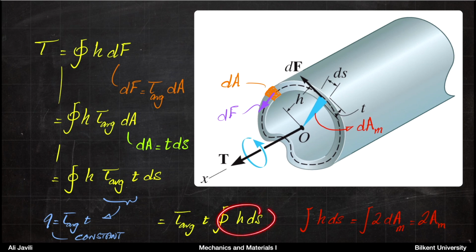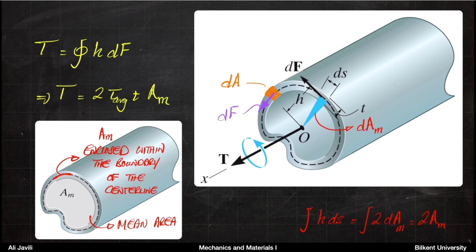Okay, so now we know what that is. That is the area Am, or mean area enclosed in that surface. So Am is enclosed within the boundary of the center line. And it's important that you pay attention that we are talking about the midline, the center line of the cross section. So we are talking again about the average, and we talk about the center line.